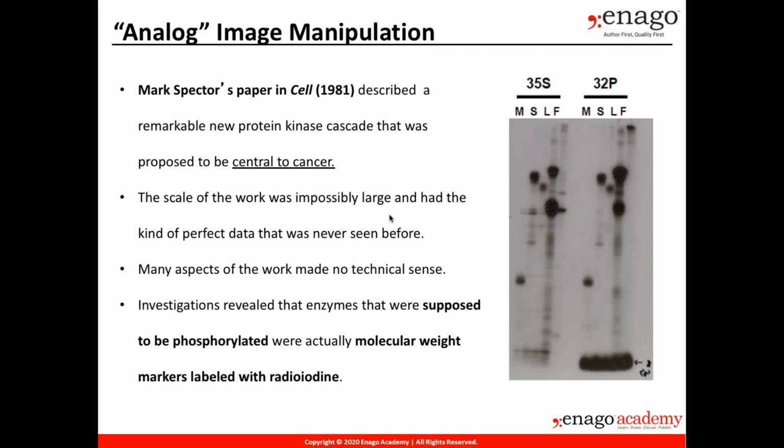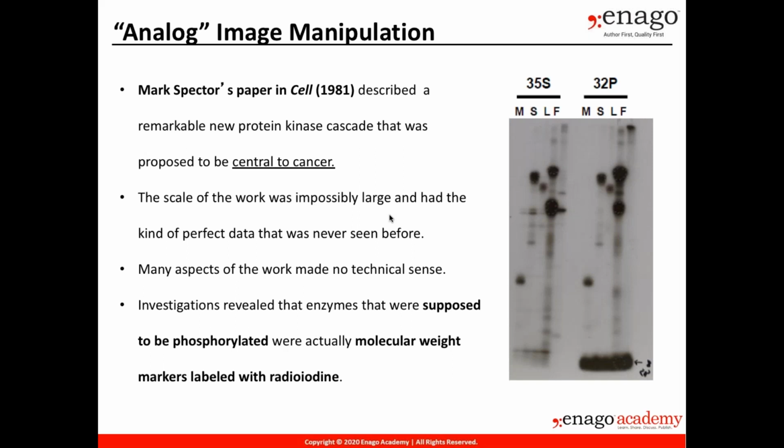So here you have an example from a paper, and this is 1981. So this is before Adobe Photoshop was in existence. And the idea here was the researcher was claiming to have found evidence of a protein kinase cascade. That is, where the cells will be adding phosphate to proteins, and that will be detectable by adding radioactive phosphate, 32P, as you see on the right-hand side of the image, to cells.